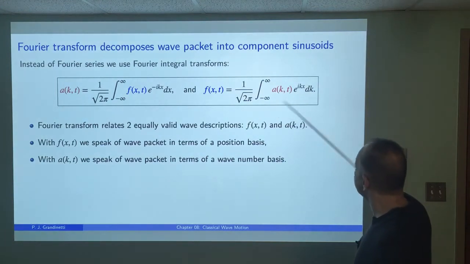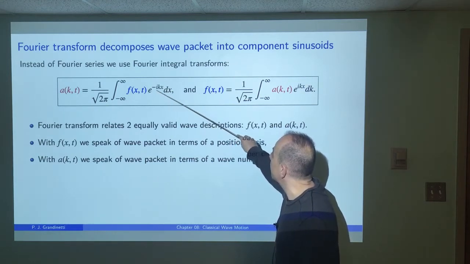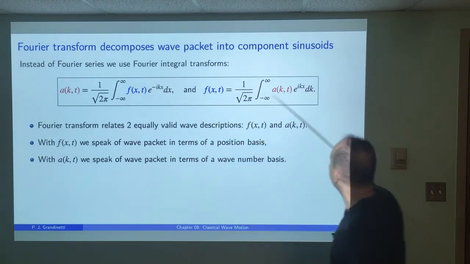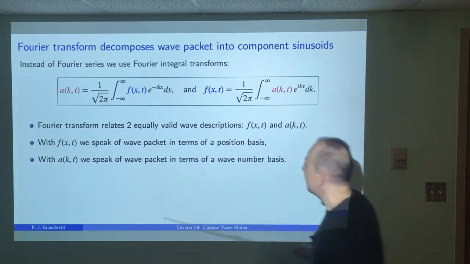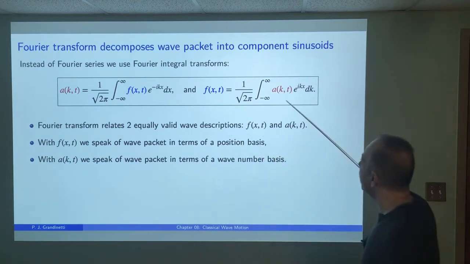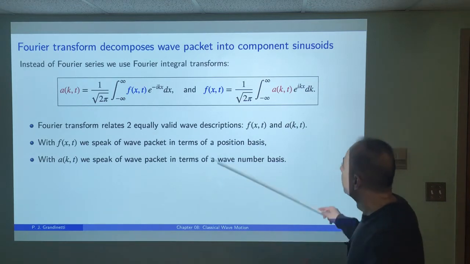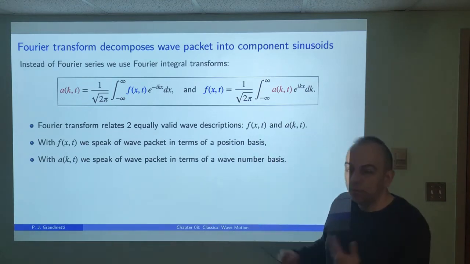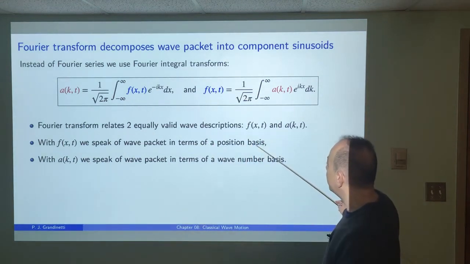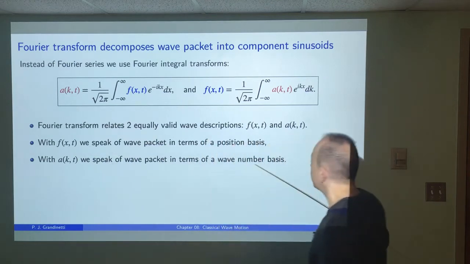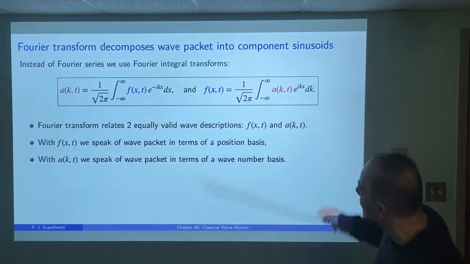So you notice the difference in these integrals is just the sinusoid here, which is e to the i kx. Here it's e to the minus i kx, and here it's e to the i kx. So there's a difference in the sign there. And that's what we call the Fourier transform and the inverse Fourier transform. Okay, so what we're going to be doing then is describing our wave moving through space either in terms of a wave as a function of position or a wave as a function of wave number. Both are equally valid, and the connection between those is this thing called the Fourier transform.